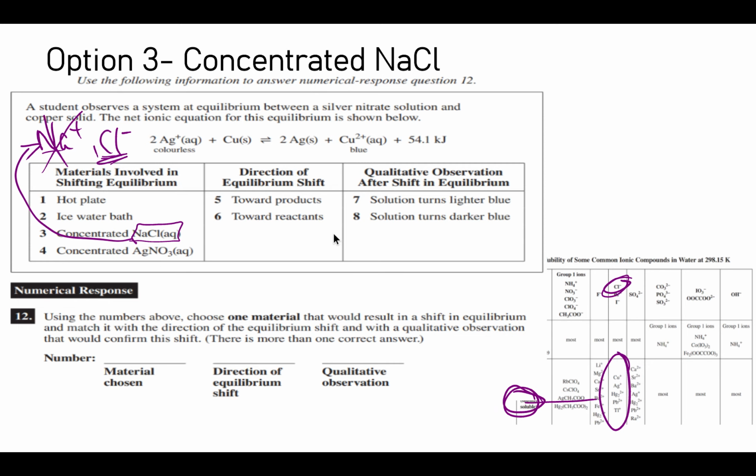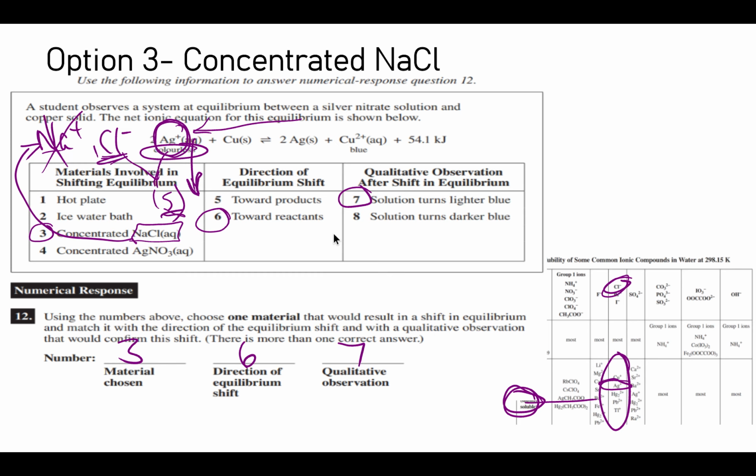So here, I'm going to notice I have Ag positive, which is there, and Ag positive will join to Cl negative and make a solid, which means it's leaving the system. The concentration of Ag positive is decreasing to make this solid. So you need to shift back to replace the Ag positive. So here I'm picking number 3, I'm shifting towards my reactants, and again, if I'm shifting that way, I am turning lighter. So this one was 3, 6, and 7.